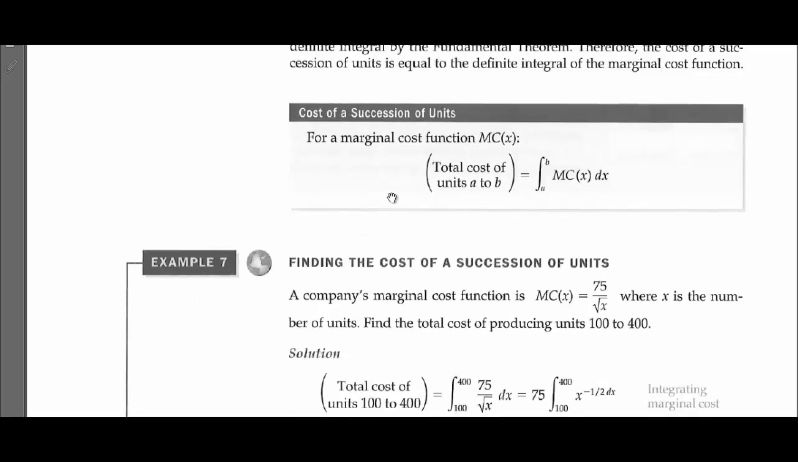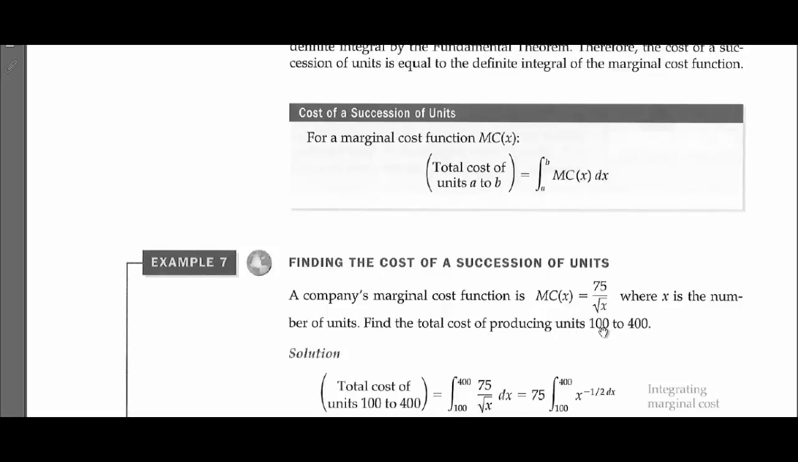So remember we talked before about if I give you the total cost and you want to find the marginal cost, marginal cost is a rate. You have to take the derivative. If you want to go backwards, to go from marginal to total, you take the integral. Okay, so this is what this function is doing. A company's marginal cost function is given by this function, where x is the number of units. Find the total cost. So they're giving you the marginal, they want you to find the total, so that should tell you need to take the integral.